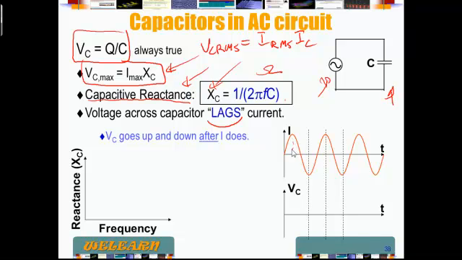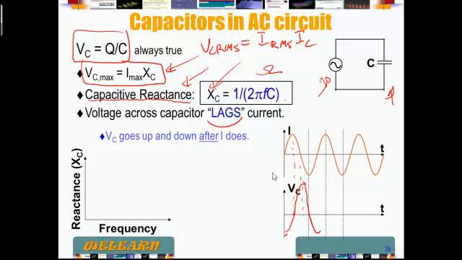So if I graph it here, when the current is 0, Vc is going to be at a minimum. When Vc is 0, I is going to be at a maximum. When I is 0, Vc is going to be at a maximum. And it's going to be somewhat like this. And that's why we say Vc lags the current.